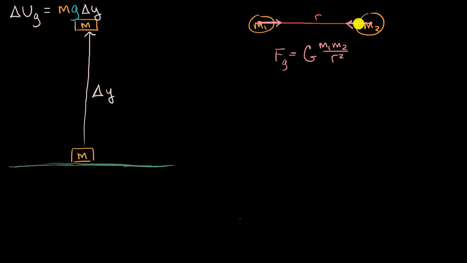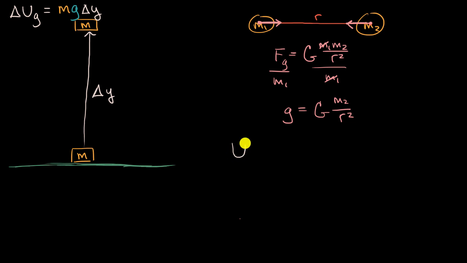Or another way to think about it, if we wanted to know the gravitational field created by m2, well, then you would just divide both sides by m1. So if you divide both sides by m1, you get that the gravitational field actually isn't constant. It is equal to the gravitational constant times, these cancel out, m2, the mass of the object generating the gravitational field, divided by r squared. And so this can actually help us come up with an absolute formula for gravitational potential energy.